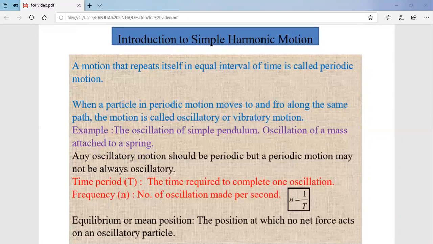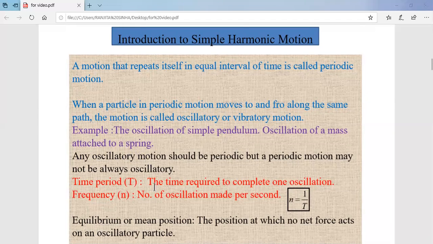Now, introduction to simple harmonic motion. A motion that repeats itself in equal intervals of time is called periodic motion. When a particle in periodic motion moves to and fro along the same path, the motion is called oscillatory or vibratory motion. Examples are the oscillation of a simple pendulum and the oscillation of a mass attached to a spring. Any oscillatory motion should be periodic, but a periodic motion may not always be oscillatory.